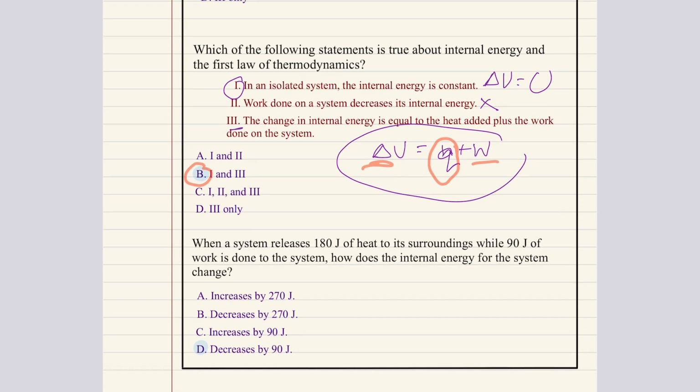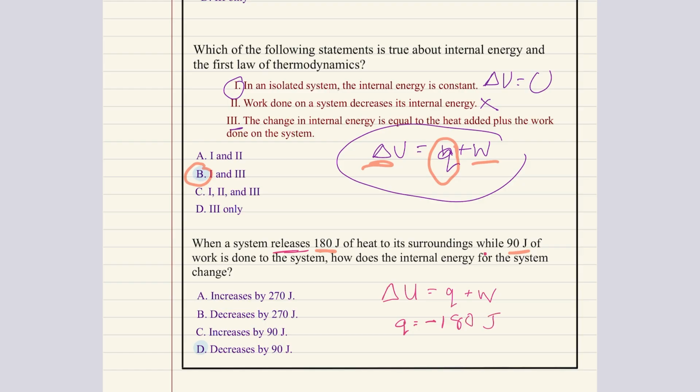Finally, our last problem says, when a system releases 180 joules of heat to its surroundings, while 90 joules of work is done to the system, how does the internal energy for the system change? This question is a direct application of the equation that change in internal energy is equal to heat plus work. The problem tells us that the system releases 180 joules of heat. So that means that heat is going from the system into the surroundings. Q is going to be negative 180 joules.